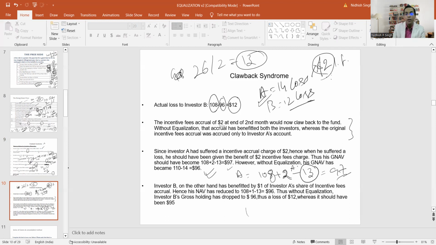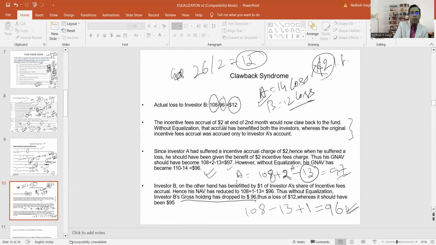What will happen to B? B also came at 108. Loss is $13, obviously, but then $1 will be given as an equalization adjustment on B, so that will become 96. Right now, the problem is that without equalization, the B gross NAV will drop to 96, and we need to make the adjustment to fix this $96.